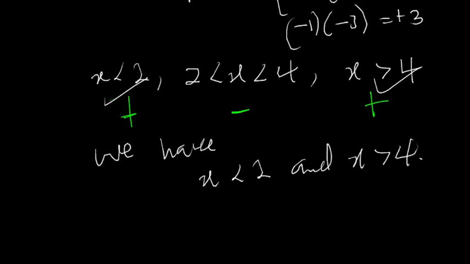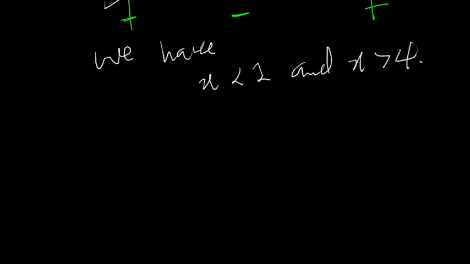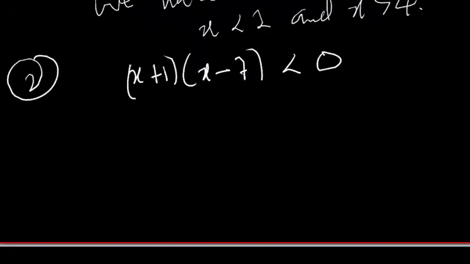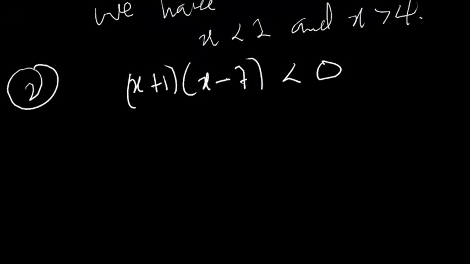Now, let me use the same approach to solve another question. Let's say we have x plus 1 and x minus 7 less than 0. Let us use the same approach. You can pause the video, try it yourself, then you can check my solution. So let's go. Set x plus 1 to be equal to 0.